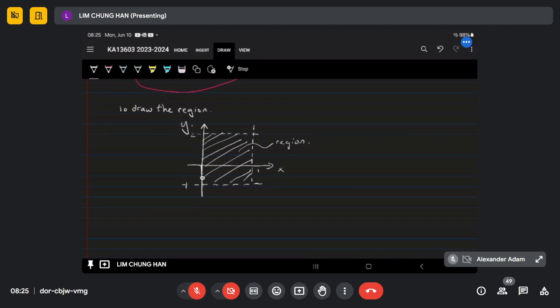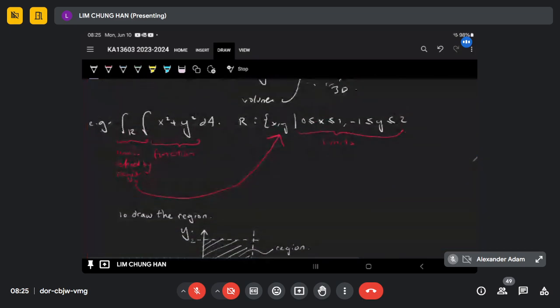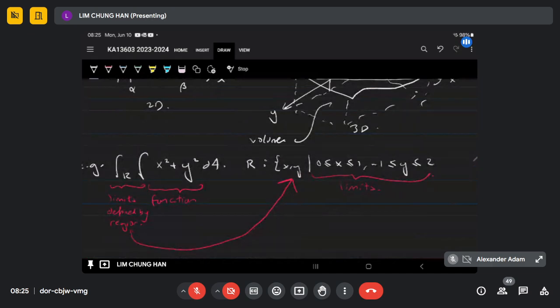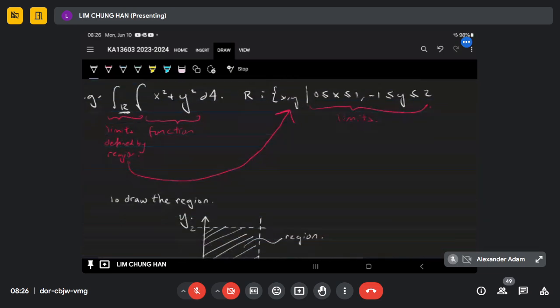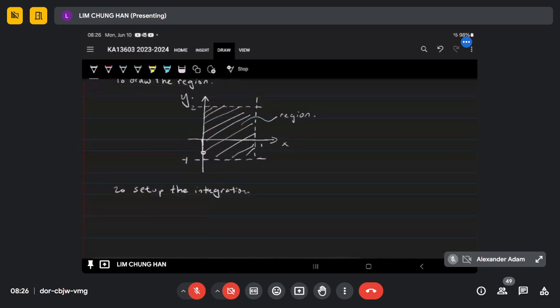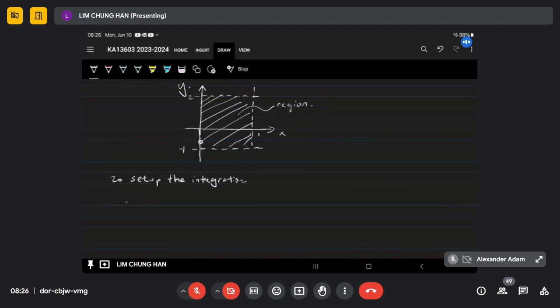So now, next step, you set up the integration. If you notice in the original question, I just told you R. I didn't give you the limits exactly. I just put R in there. You have to refer to the region. So now you have to set up the integration by putting the actual limits in.